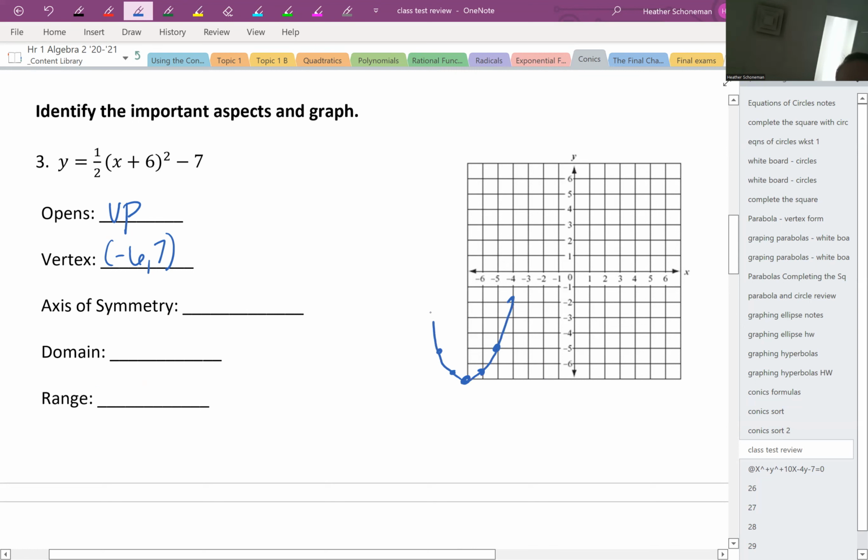So my graph looks like this. My axis of symmetry is right here. It's a vertical line. It crosses the x, so it's going to be x equals negative 7. Oops, forgot my negative over there. The domain left to right, it keeps getting wider, so it's all real numbers. My range, I go from the bottom up, it starts at negative 7, and it continues on to infinity.